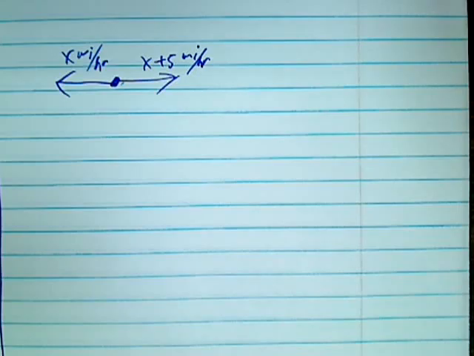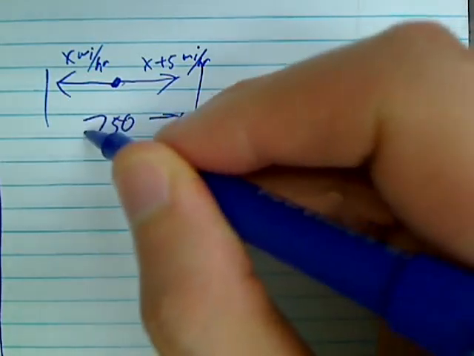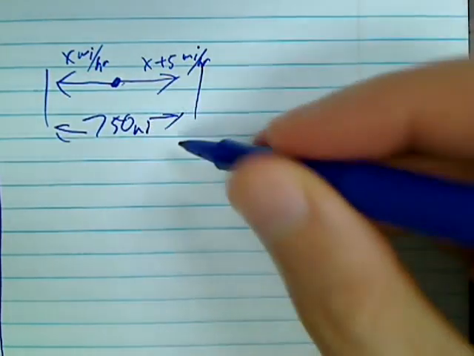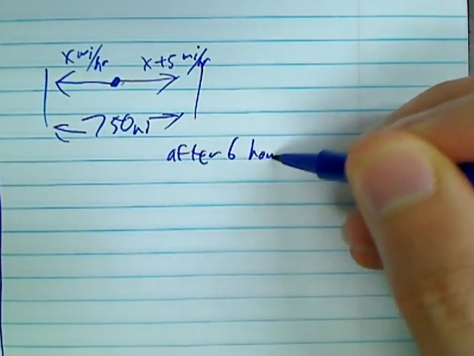So the cars are 750 miles apart in 6 hours. So they are 750 miles apart after 6 hours.